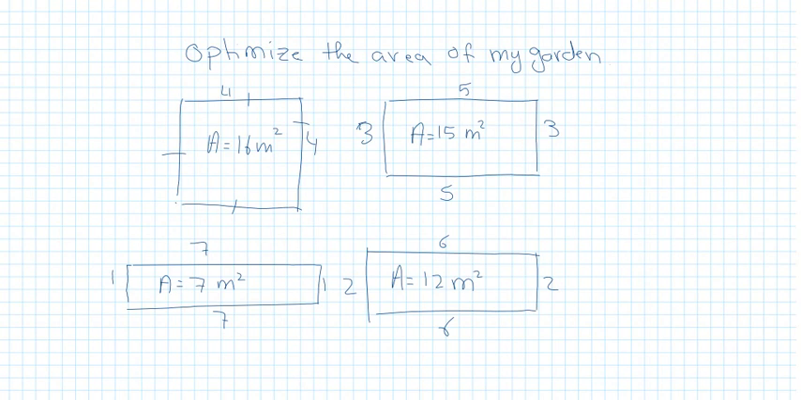The first one, I think. The first one, right? Because it's 16 meters squared, right? The rest are 15, 7, and 12, right? So this one gives you the maximum area possible. What shape is that? A square.